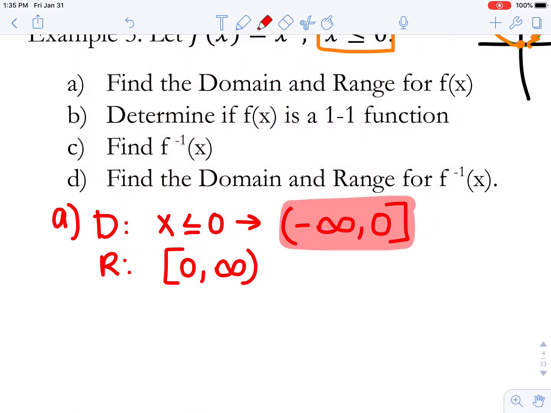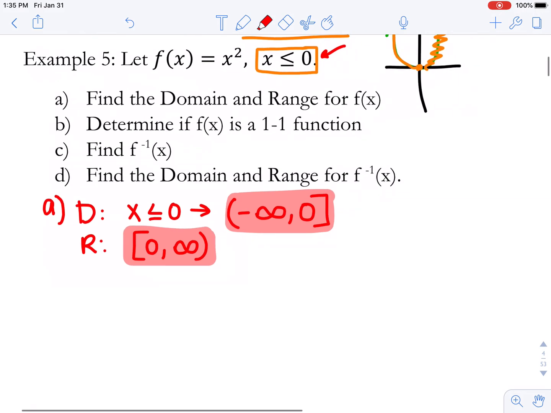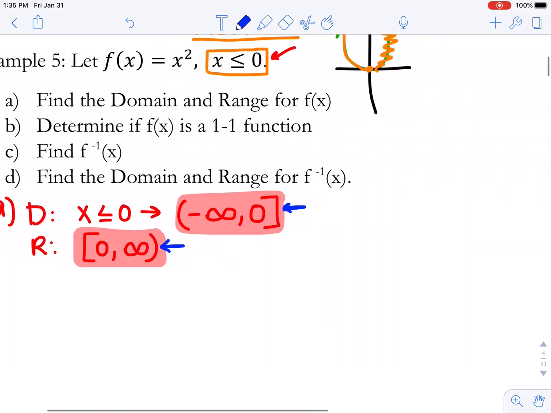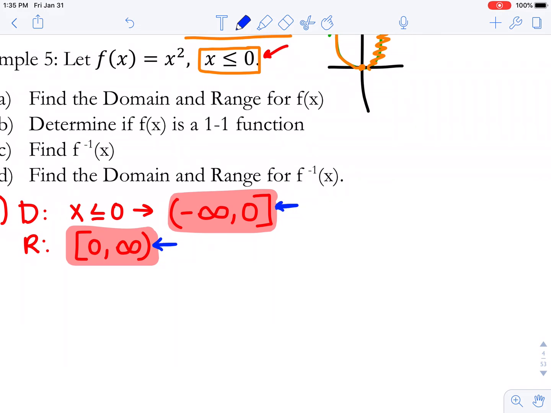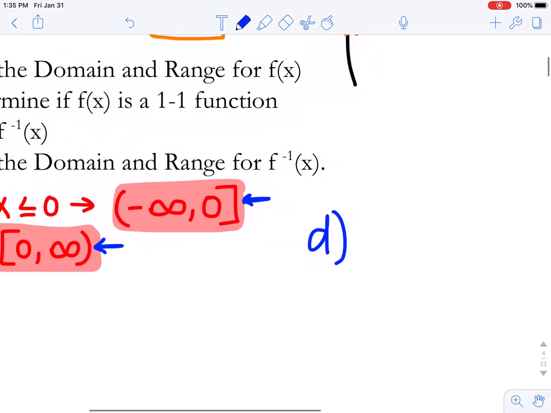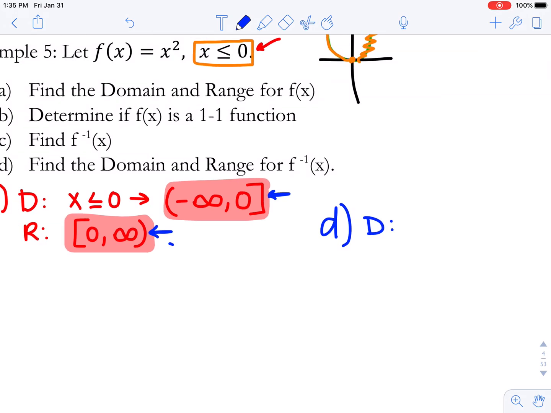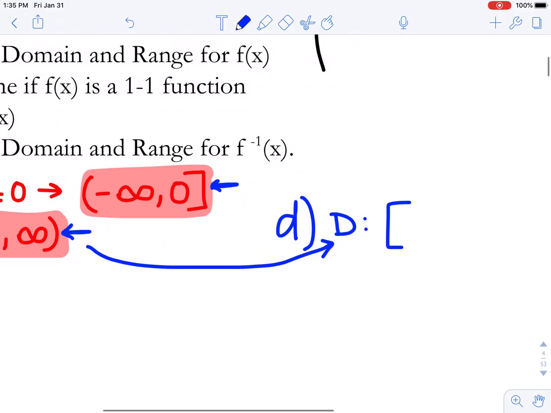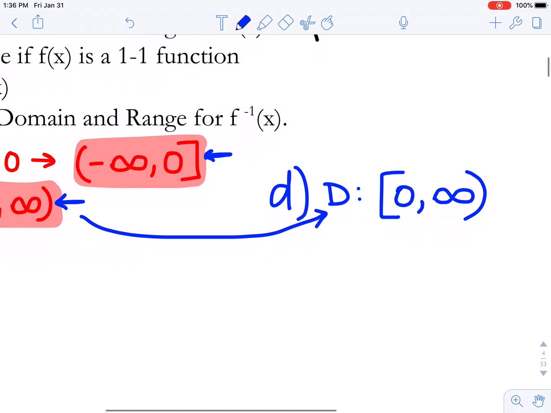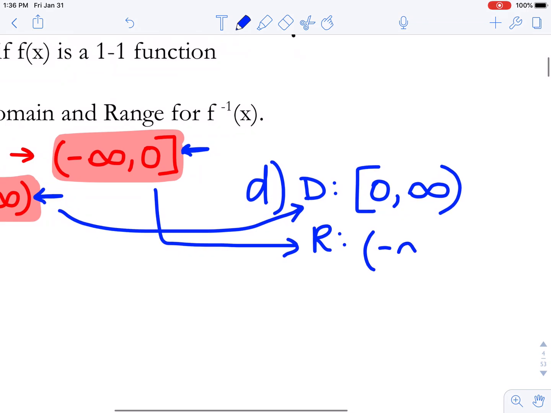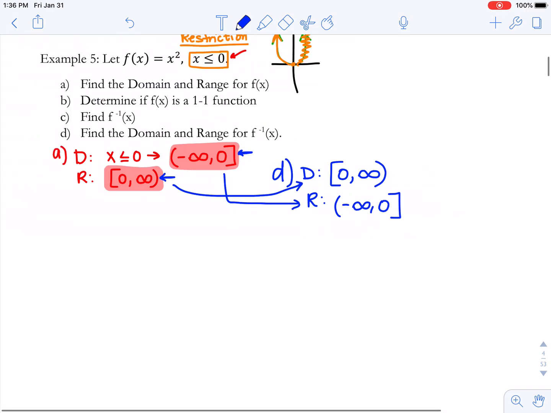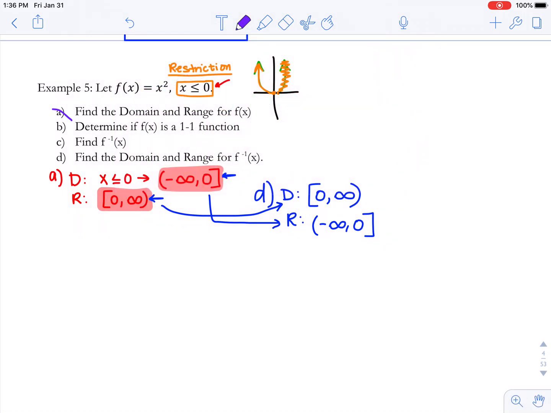Now, for my inverse function, the domain and the range are going to swap. Because if I have an original function, all of the x values, which is your domain, and all of your y values will swap for the inverse of that function. So that is part D. Part D, we're going to skip right to it. The domain of my inverse function, which we're about to find, is what the range originally was, which is 0 to infinity. And the range is going to be what the original domain was. So that's negative infinity to 0. Okay, so we have now done parts A and D.